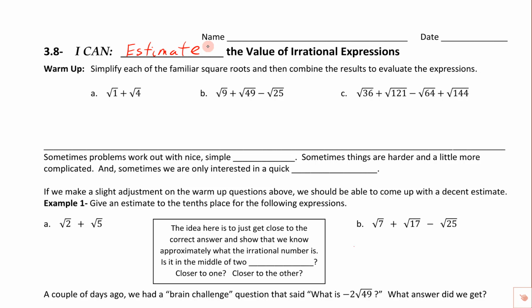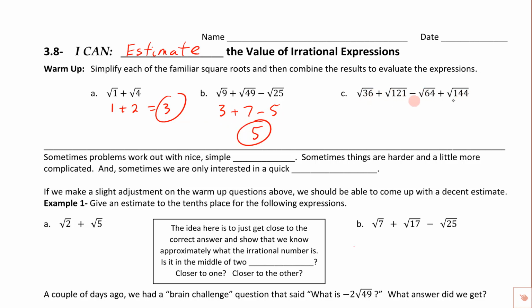I'm hoping these numbers are absolutely memorized at this point. These are going to come up over and over again, so please make sure you've got these down. So square root of 1 is 1, plus the square root of 4 is 2, so the answer on this one is 3. Very quick. Square root of 9 is 3. Square root of 49 is 7, and the square root of 25 is 5. Got a little subtraction to do here, but we add these together, we get 10, subtract 5, we end up with 5 for an answer to that expression.